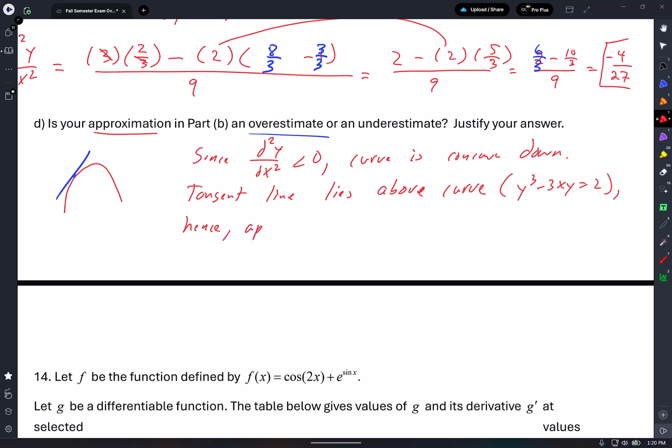Use the stem. Approximation using tangent line is overestimate. And there it is, guys. There it is. That's what I wanted to see. Something like that. Whew. All right.